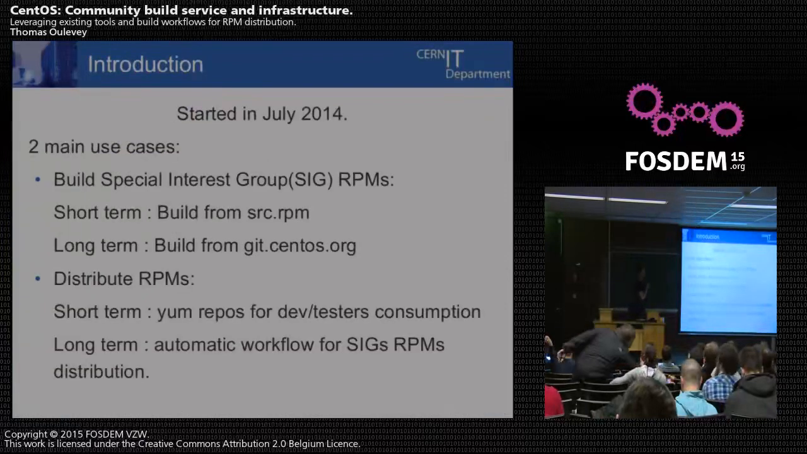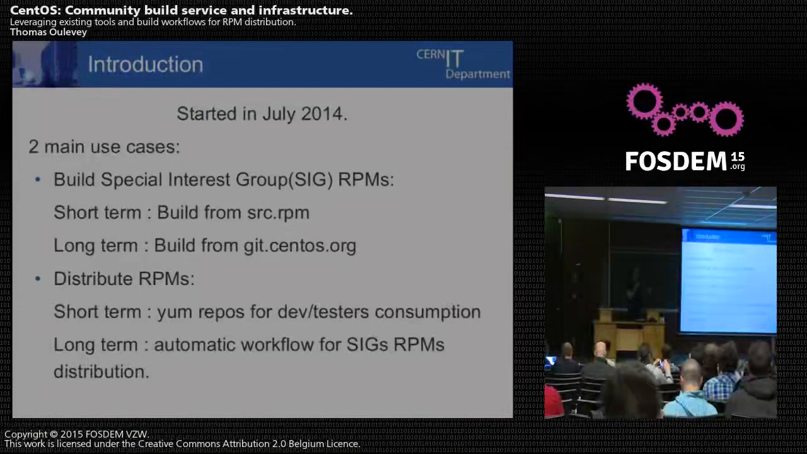So the main use case for the build service was to build RPMs. We wanted all the special interest groups to be able to contribute to the community, so we need a central service to build all the RPMs. We started to build from source RPMs, but the ultimate goal is to build everything from a Git repository.